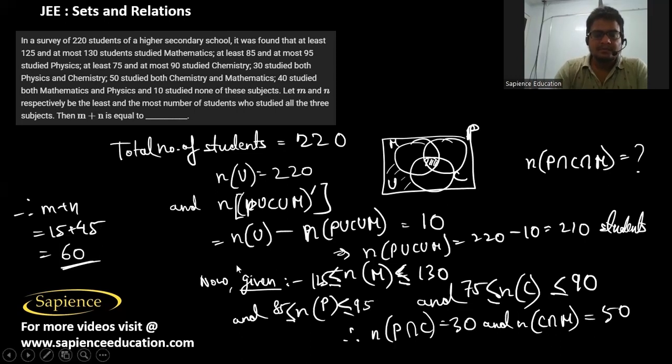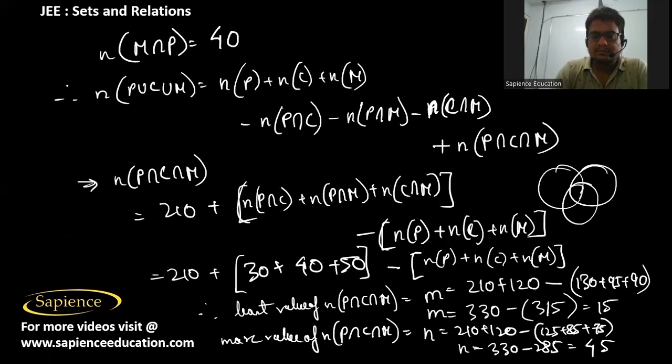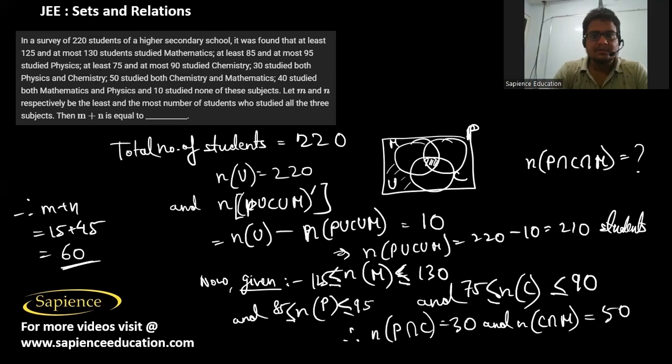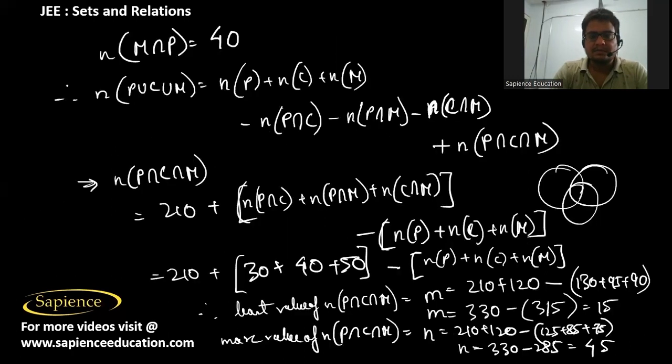No, sorry. The minimum value, this will be equal to 45. Minimum value is, this is 125, 85 plus 75. N is the maximum value. 125 plus 75, 200, 285. This is 330.